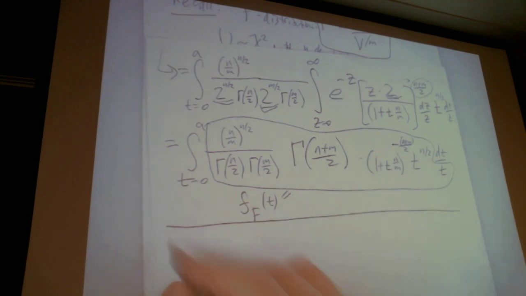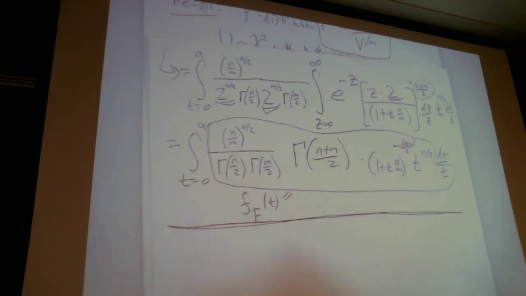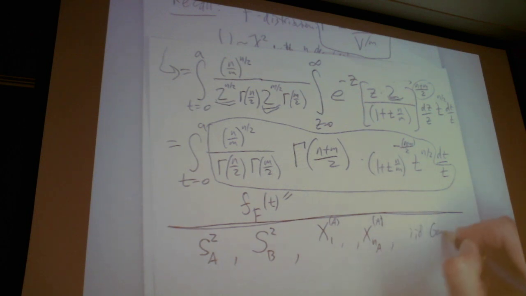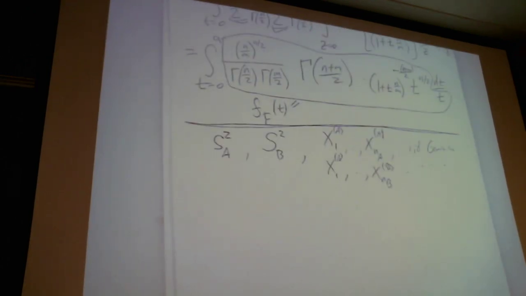How are we actually going to use this? We have two sample variances. We have a sample variance from observations A and another one from observations B. So we have chi 1A through chi NA A. These are IID Gaussian. And the same thing with B's, chi 1B up through chi some other number of observations B. They're also IID Gaussian with different means and variances.